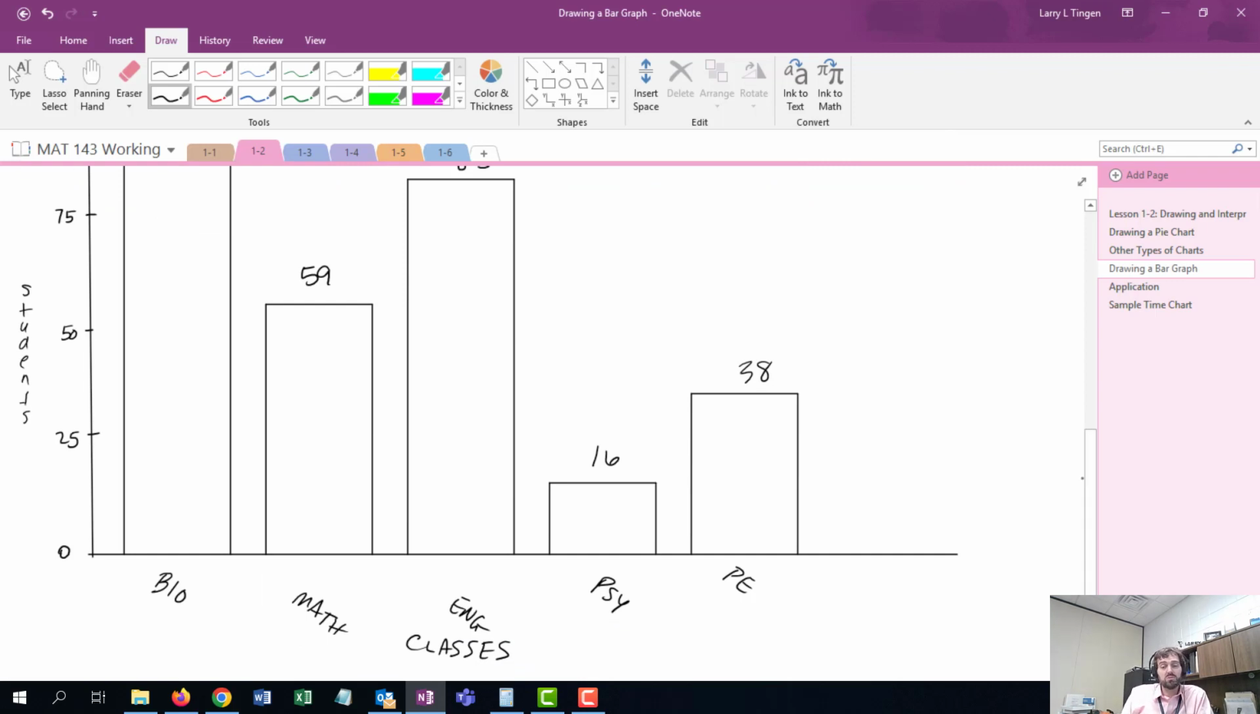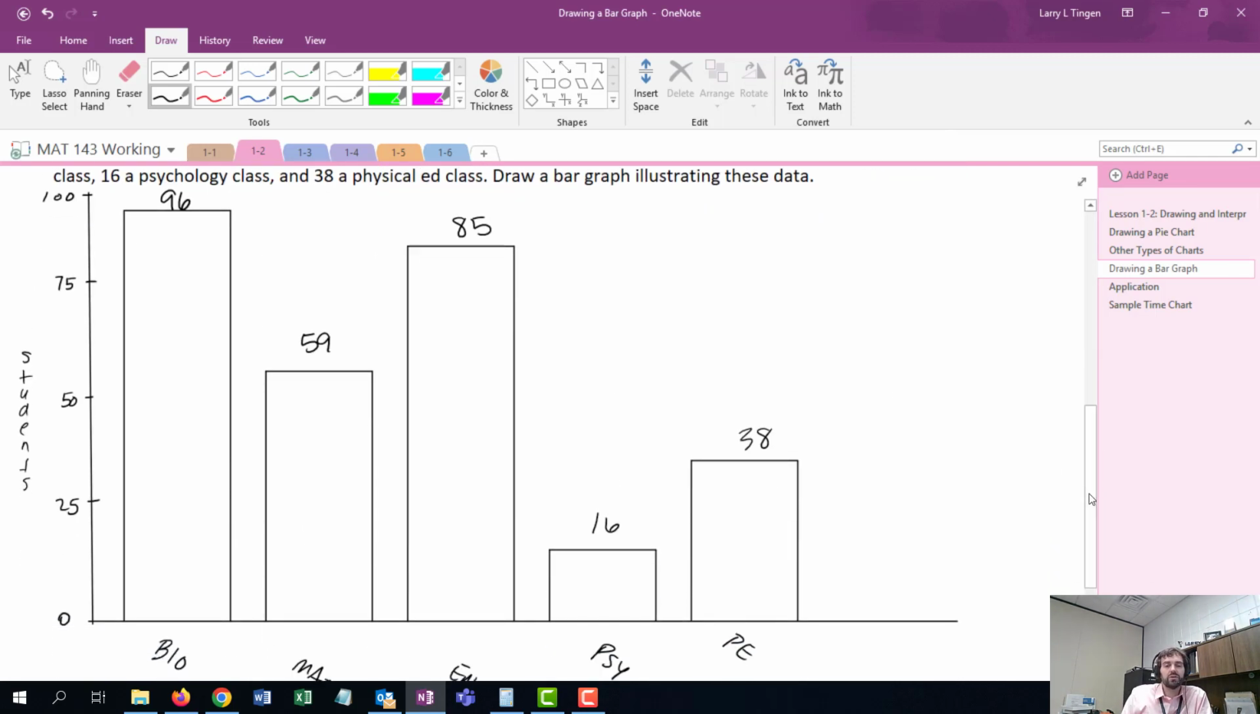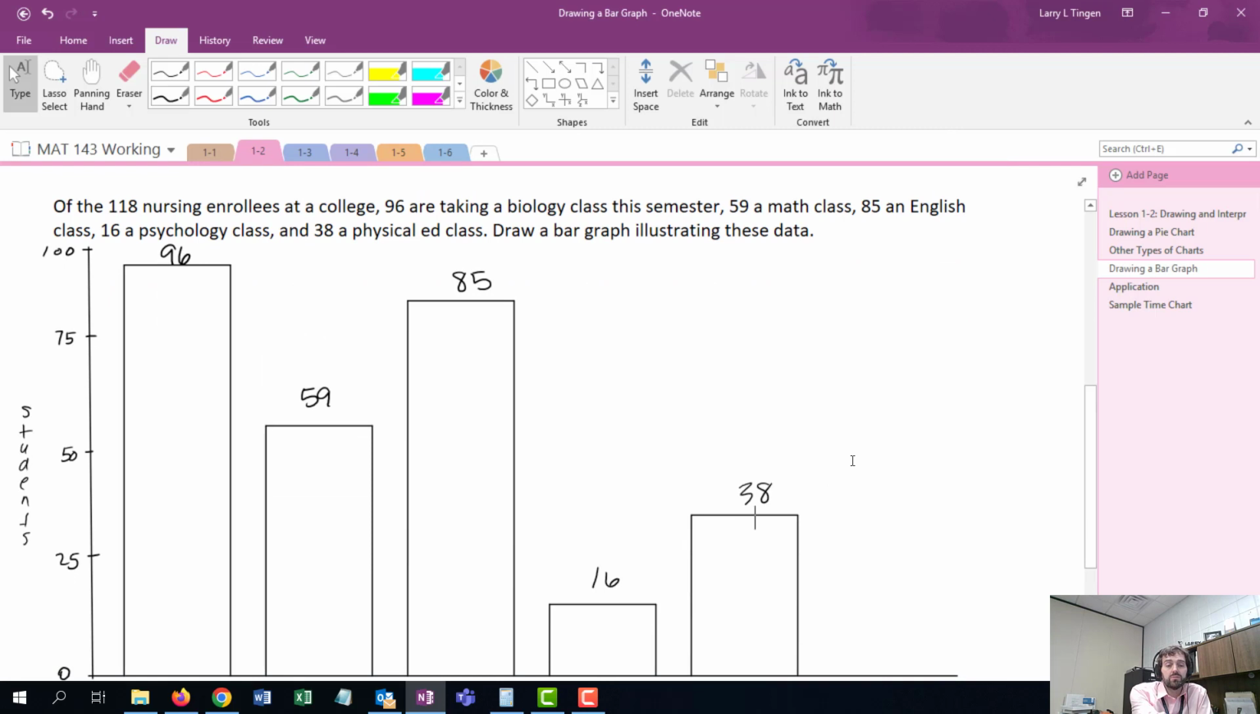Notice that the bars are all the same width. The distance between the bars are all the same. So again, all you have to do when you're looking at this data set is consider which bar is the tallest, that's the most, which bar is the next tallest, and then you can work your way down. You'll notice again, this doesn't add up to 118 because it doesn't have to, because these are all nursing enrollees.